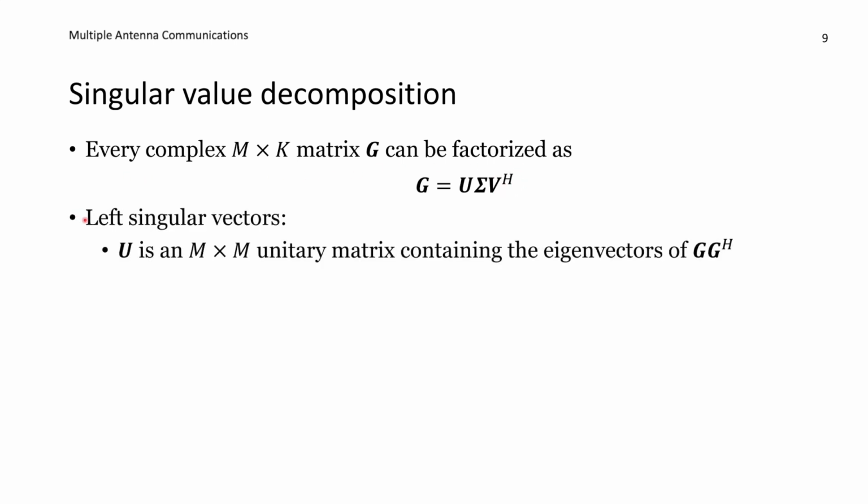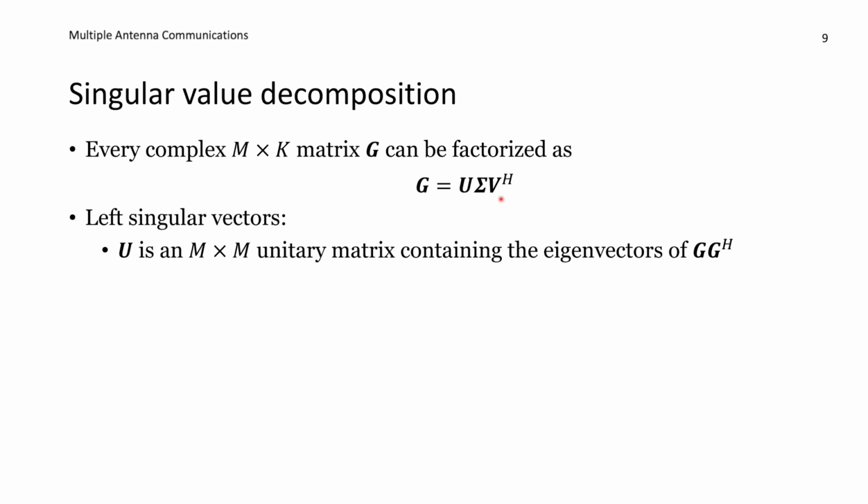U is called the left singular vectors of the matrix. So each column there is called a singular vector. And similar to the eigenvalue decomposition, U is an M by M matrix here. It's unitary, so it satisfies the requirement that U times U Hermitian is an identity matrix. And actually it contains eigenvectors of a matrix, not G, but G times G Hermitian. So if you create that matrix, you take out the eigenvectors of it, you gather them in U and normalize them, then you get this unitary matrix called the left singular vectors.